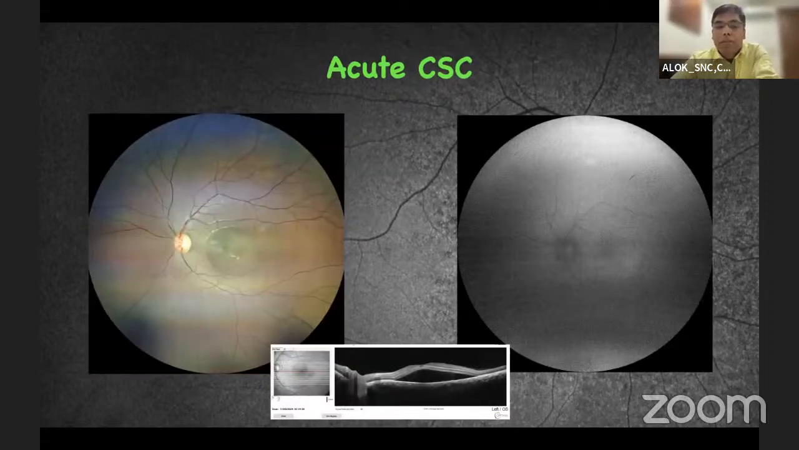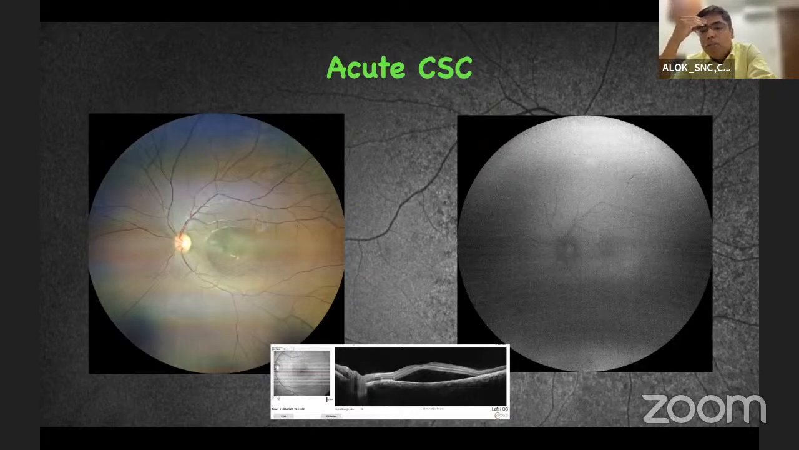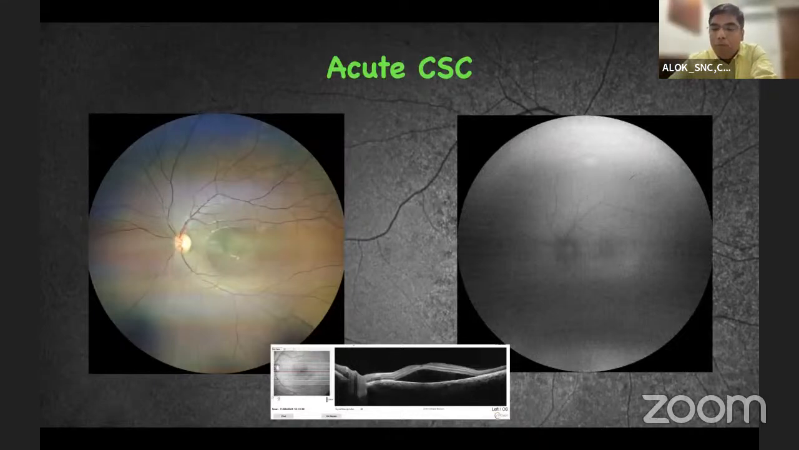Now, this is an acute CSC. What you see is a blister-like neurosensory detachment on the fundus picture. And you can see on the OCT as well, the neurosensory detachment. So when the patient presents in an acute stage, the fundus autofluorescence may not be very revealing. So it could be just an iso or sometimes even a hypoautofluorescence.